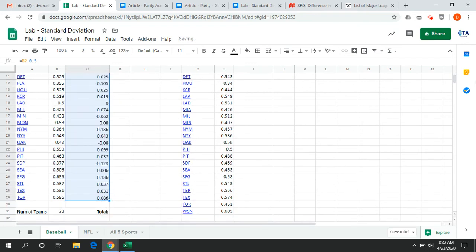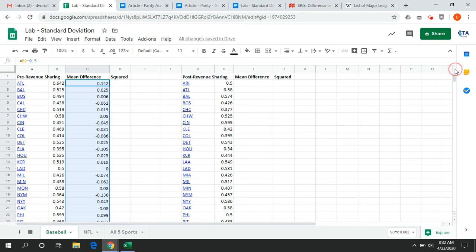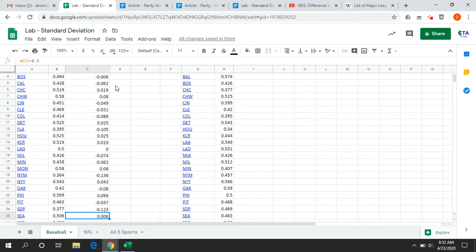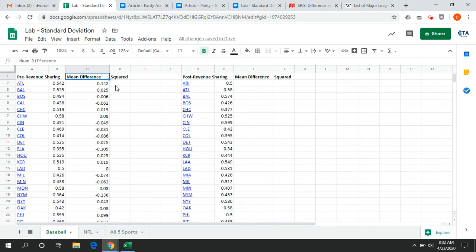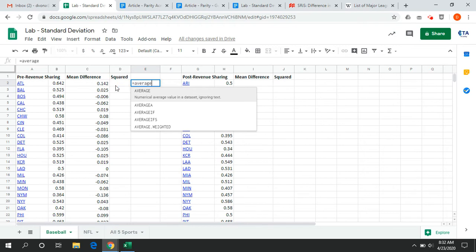All right. So when I do that, you're going to see teams that are above .500, and that's a positive number. And then you're going to see teams that are below .500, and that's a negative number. Now, again, if we think of standard deviation as the average distance from the mean, right, these give us all the distances. So if we averaged these together, it would give us the average distance from the mean. Now, there's going to be a problem with that.